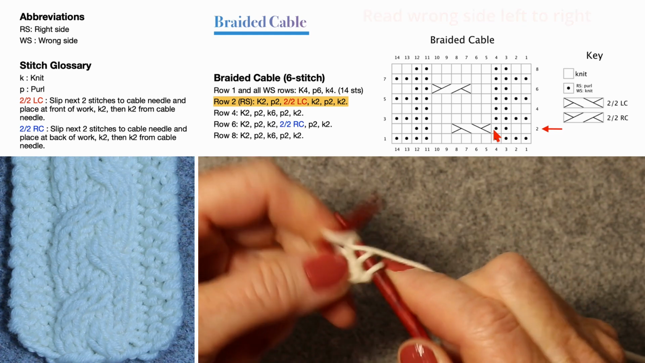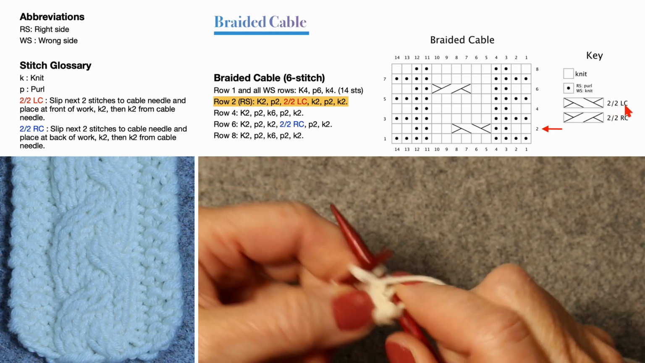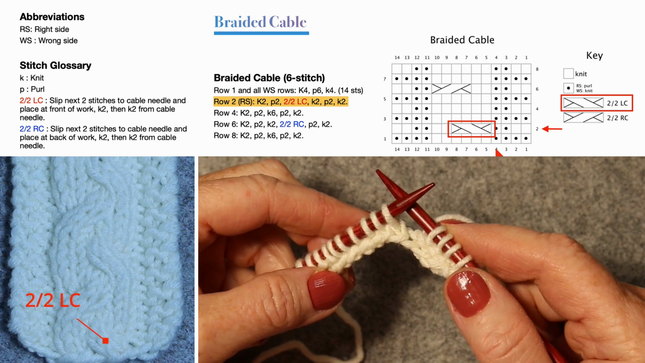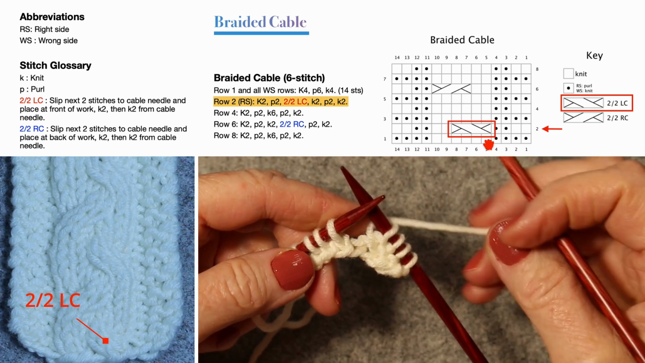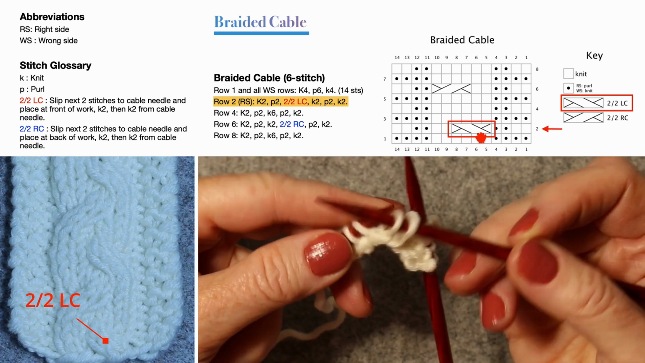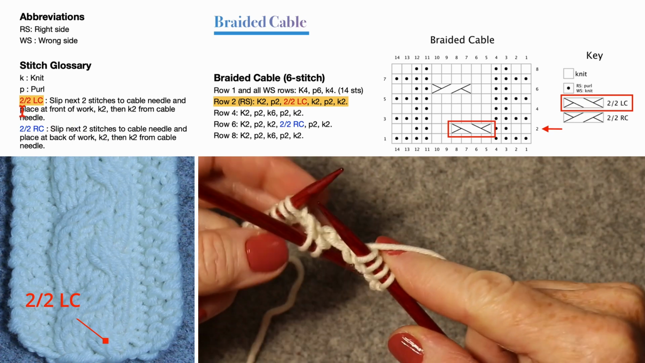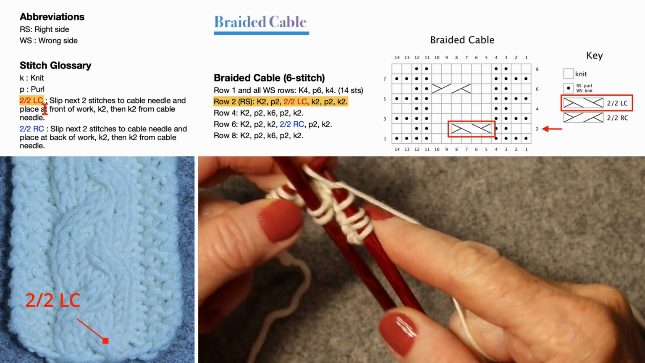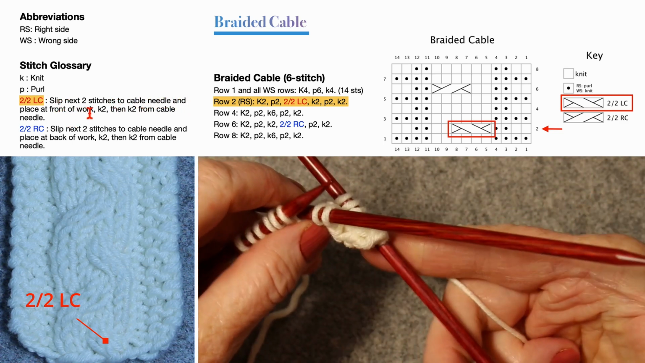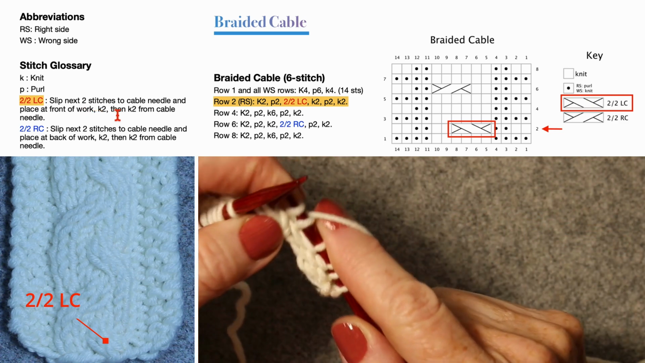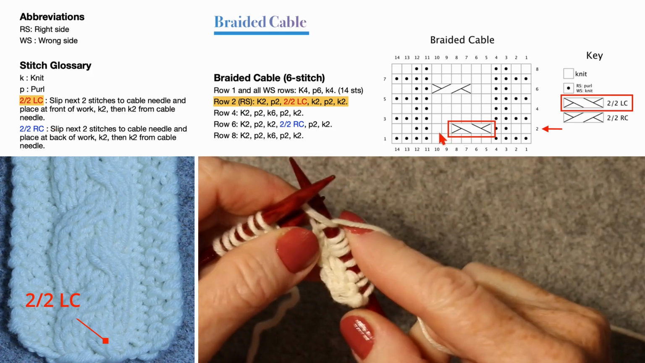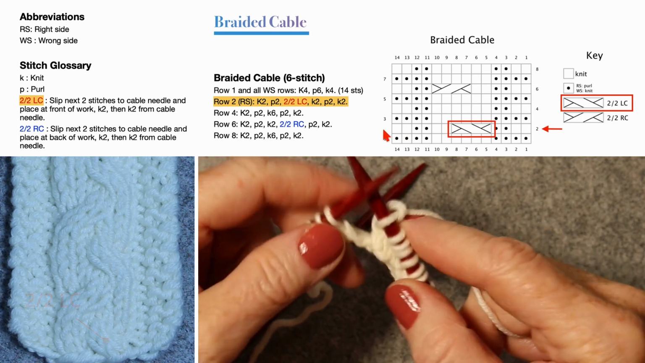This is the first cable, and it's the 2-2 LC. The 2-2 LC means the cable is worked over the next 4 stitches. LC means left cross, so the first 2 stitches cross over the second 2 stitches in a leftward direction. You'll see in the stitch glossary the 2-2 LC, and how it's worked is you slip the next 2 stitches to the cable needle and place at the front of the work, and then you knit the second 2 stitches and then knit the 2 stitches from the cable needle. After you complete the cable, you knit the next 2 stitches. Then you do a purl 2 and a knit 2 and turn.